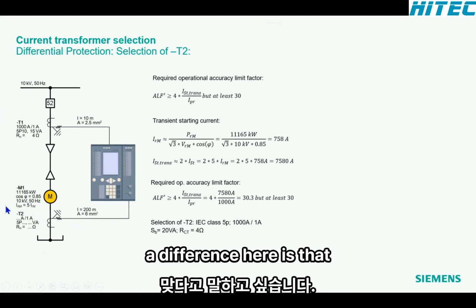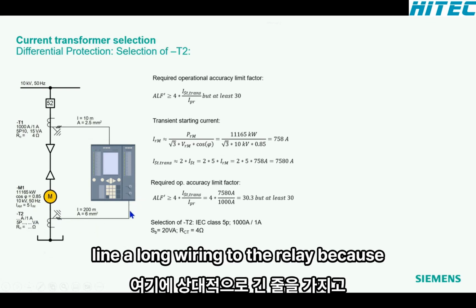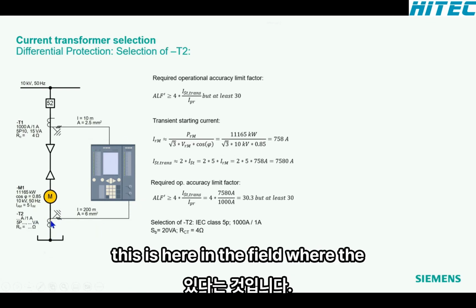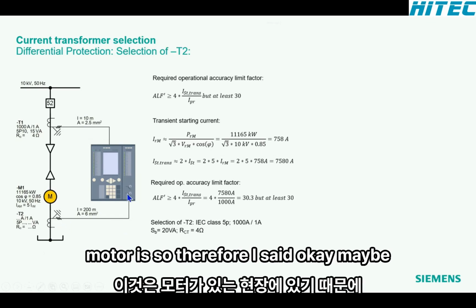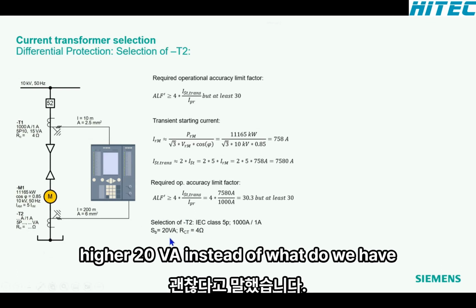A difference here is that I have a relatively long line, a long wiring to the relay, because this is here in the field where the motor is. So therefore I said, okay, maybe let's take a nominal burden which is higher, 20 VA, instead of, what do we have here, 15 VA.